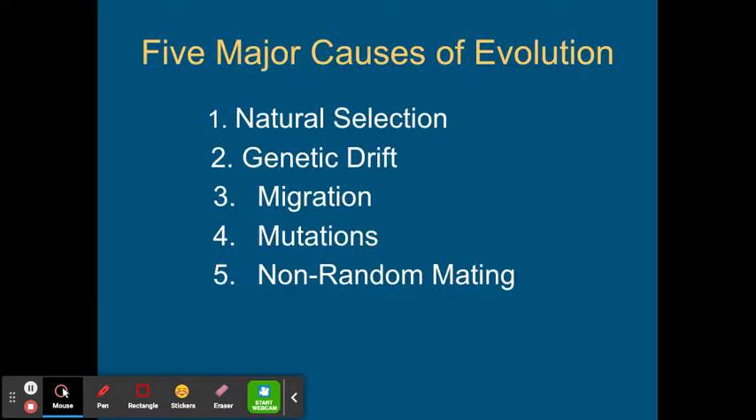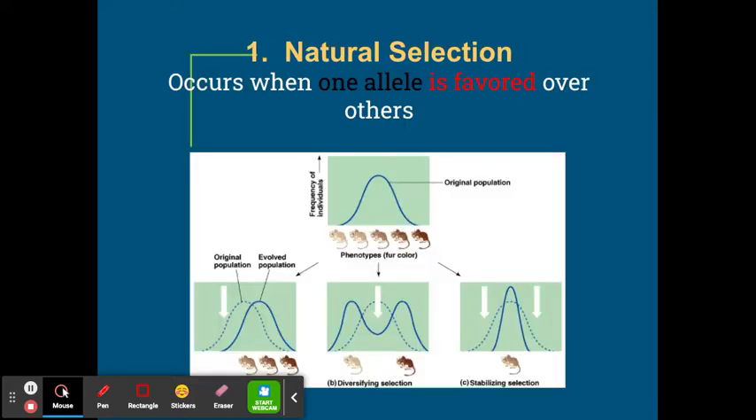So, 5 major causes of evolution. 1 is natural selection. 2, genetic drift. 3, migration. 4, mutations. And 5 is non-random mating. So let's explore these 5 causes of evolution. The first one is going to be natural selection.